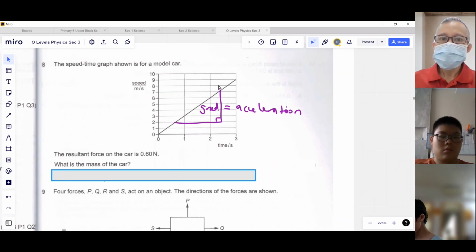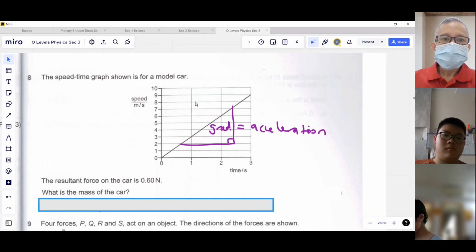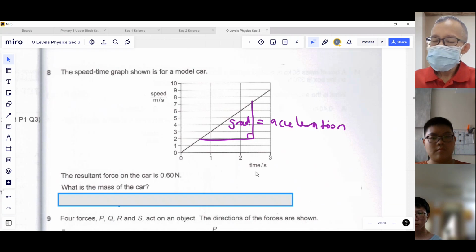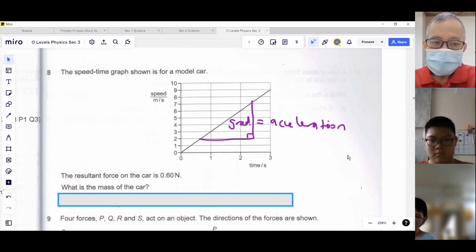Quick reminder about question 8. This is kinematics, speed against time. I just want to remind you guys, if you see speed against time, the gradient is acceleration. Okay, from there, then you work further, get your answer. But at the least, you have to remember your basic kinematics.